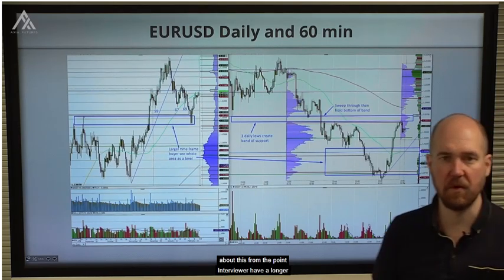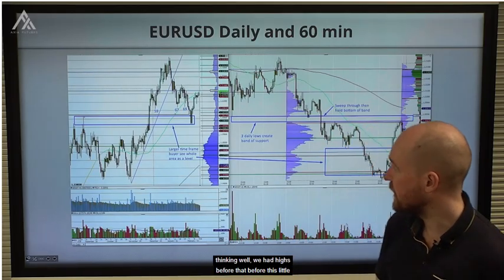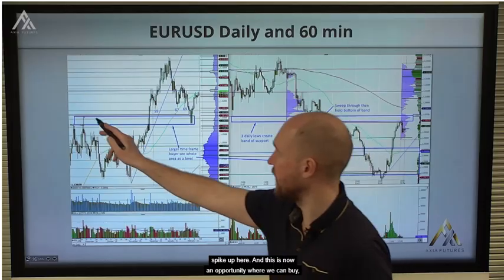But think about this from the point of view of a longer time frame participant. They're going to be looking at this and thinking, well, we had highs before this little spike up here.